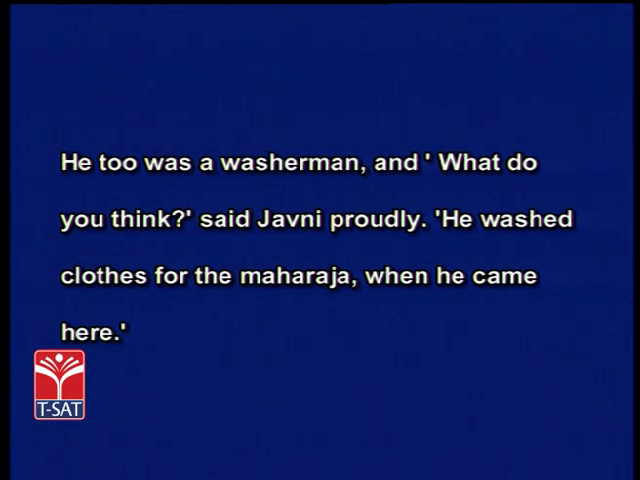If we read something like this, "He too was a washerman, and what do you think," said Javni proudly. "He washed clothes for the Maharaja when he came here." Now here, the author is also talking to us, telling us about Javni's husband, the washerman, as well as Javni's attitude towards him. So we get a feel of how Javni wishes to look at her husband. We also get to know the writer's comment on the character Javni and how he wishes us to look at her. So we get such clues, and that is how we proceed with our reading and understanding.